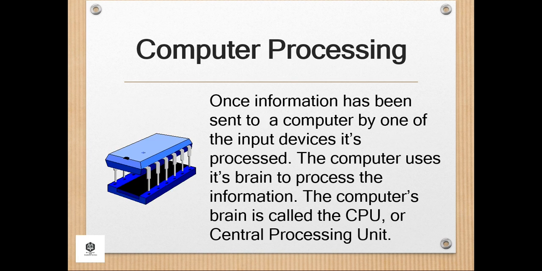Of course, there is computer processing. Once information has been sent to a computer by one of the input devices, it's processed. The computer uses its brain to process the information. The computer's brain is called a CPU, or Central Processing Unit.